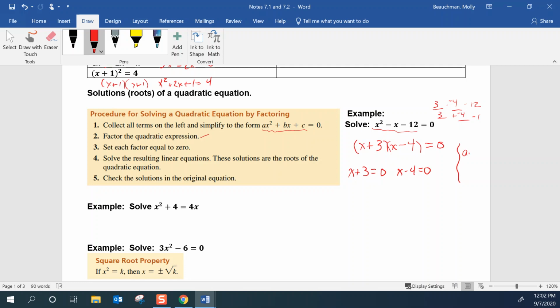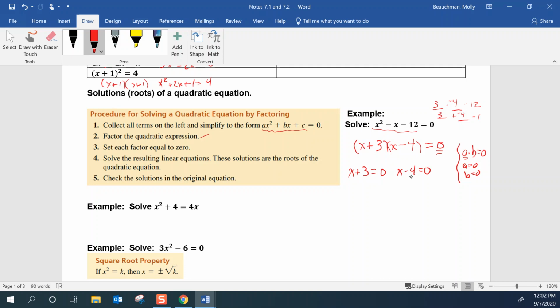Because if you have two numbers multiplied that equal 0, then either A has to equal 0 or B has to equal 0. One or the other has to be 0. So that's what allows us, it's called the zero product property, that's what allows us to set each factor equal to 0. But it has to be a 0 on the right-hand side. It can't be any number.